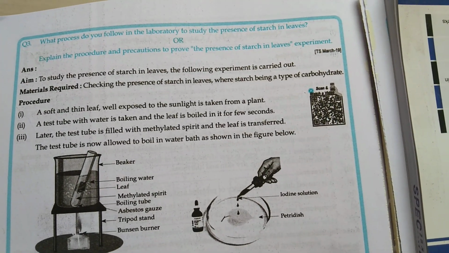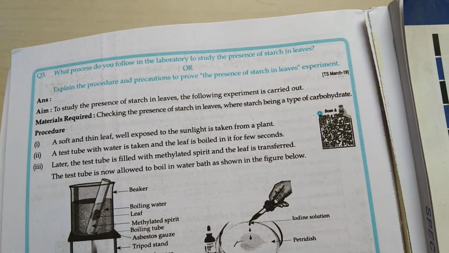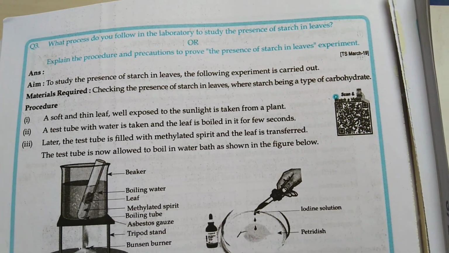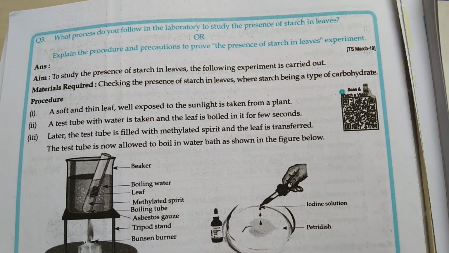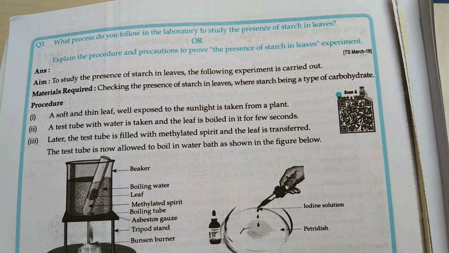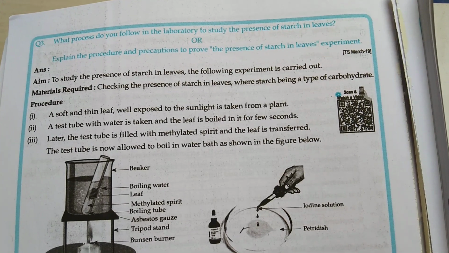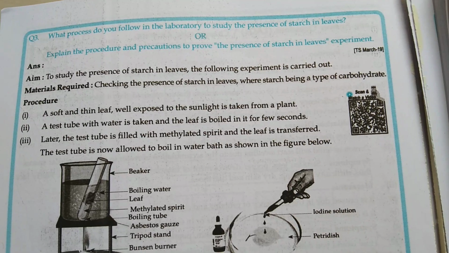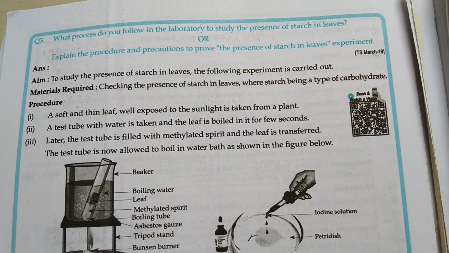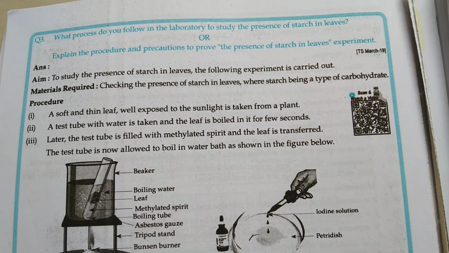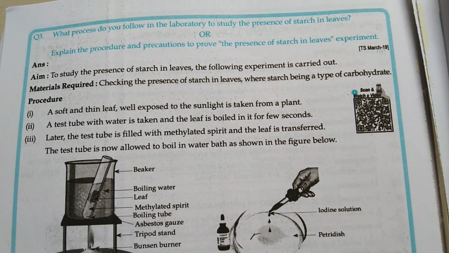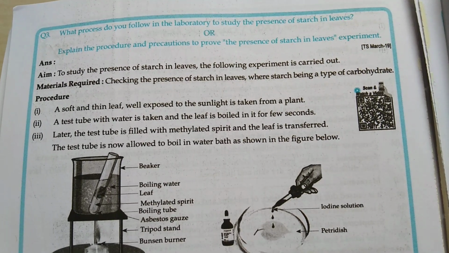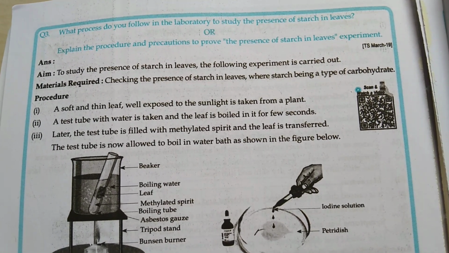Children, one more important question from chapter number 1. What process do you follow in the laboratory to study the presence of starch in leaves? Else, explain the procedure and precautions to prove the presence of starch in leaves experiment. What is the aim of the experiment? To study the presence of starch in leaves, the following experiment is carried out. The materials required are for checking the presence of starch in leaves, starch being a type of carbohydrate.